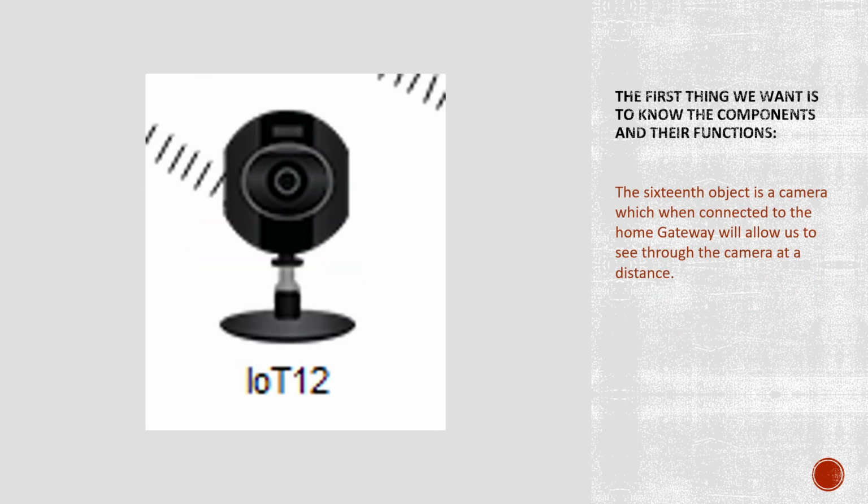The 16th object is a camera which, when connected to the home gateway, will allow us to see through the camera at a distance, or turn it on or off using the mobile phone to simulate the controller of the cam. This is a cam.